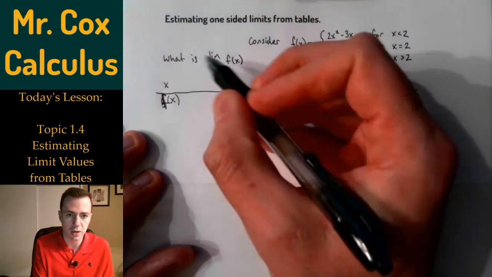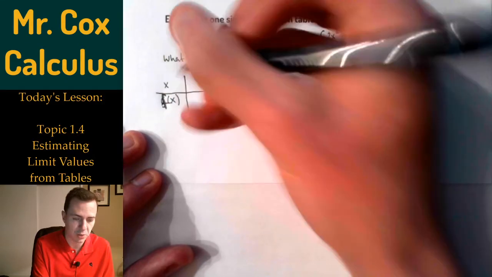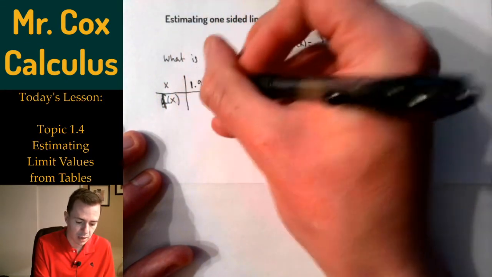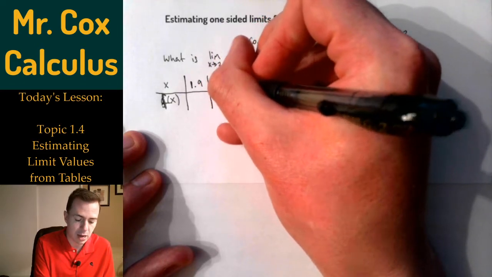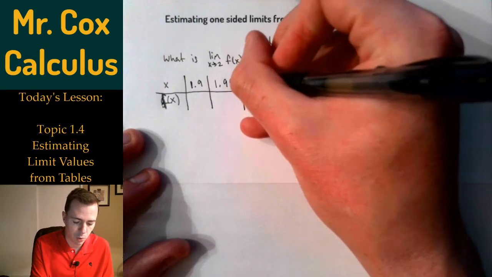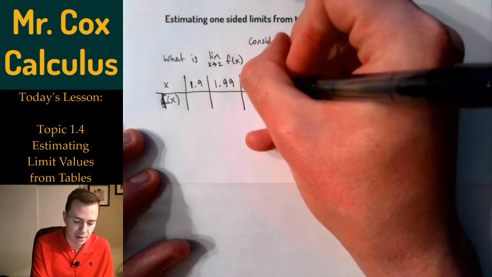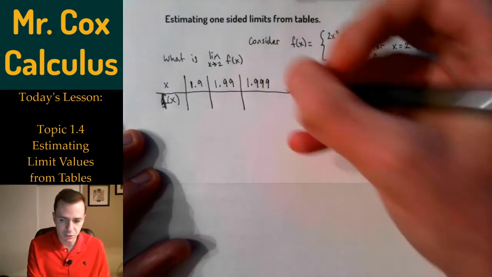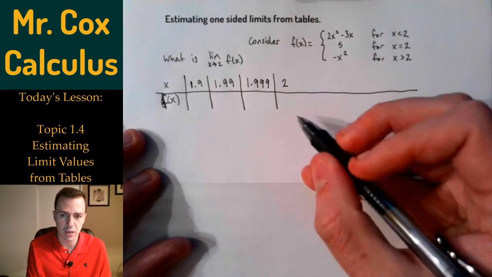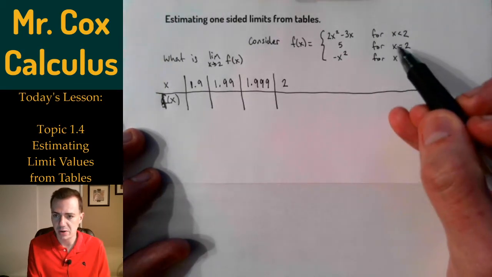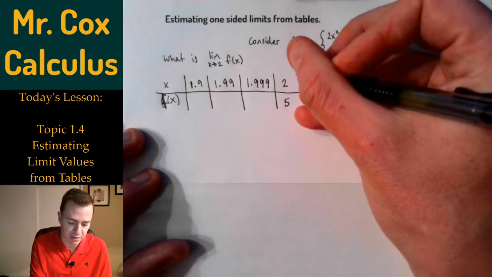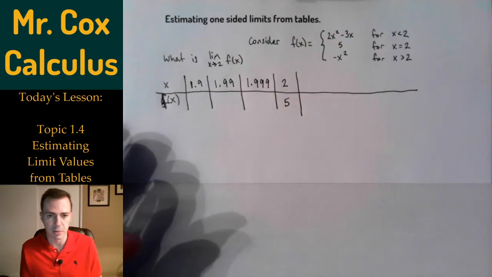And again, I'm going to approach 2. And so I'm going to start off with 1.9. And then I'll go to 1.99. So I'm getting closer and closer to 2. I'll go even one more and look at 1.999. I also want to consider what's happening at 2. And so I'm going to go ahead and put that on my table. And we already know that at x equals 2, the function is equal to 5. So I can go ahead and fill that point in on my table.